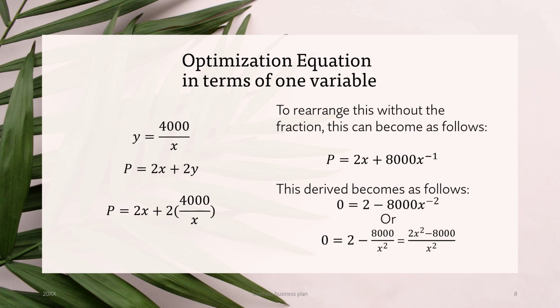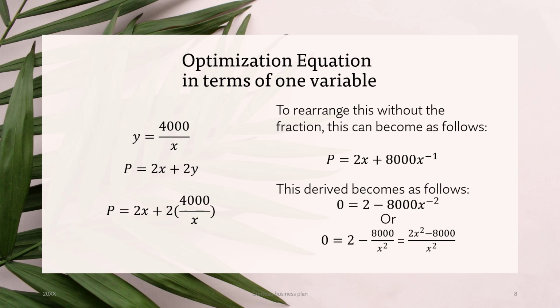Then we're looking for the optimization equation in terms of one variable. So if y equals 4,000 over x and p equals 2x plus 2y, then p equals 2x plus 2 times 4,000 over x. To rearrange this without the fraction, this can become 2x plus 8,000x to the negative 1, as we're bringing up that exponent from the denominator.